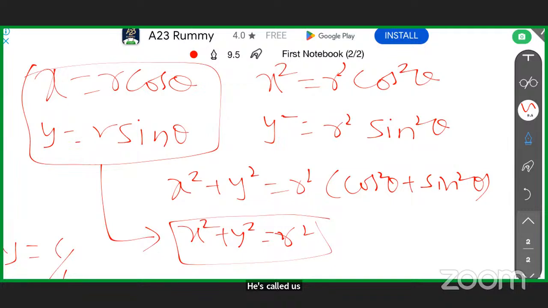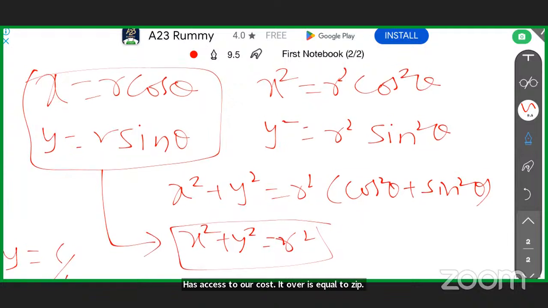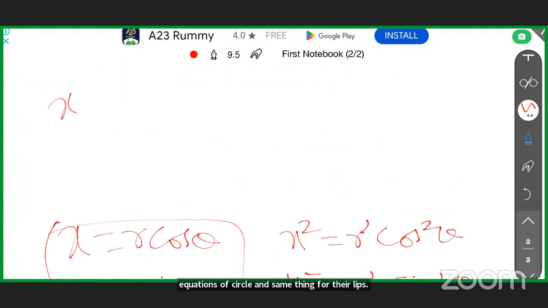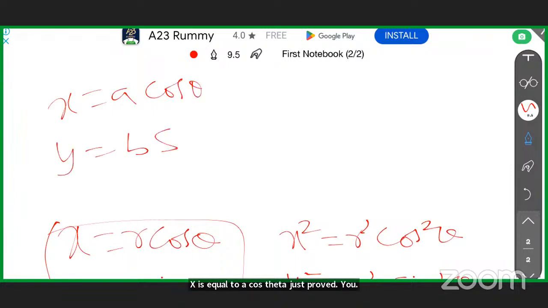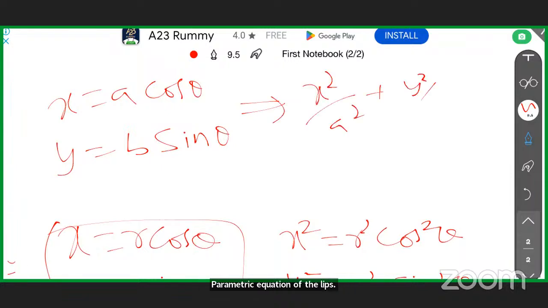So x is equal to r cos theta, y is equal to r sin theta is called the parametric equation of the circle. And the same thing for the ellipse. X is equal to a cos theta, as I just proved to you. Y is equal to b sin theta is called the parametric equation of the ellipse. X square by a square plus y square by b square is equal to 1.